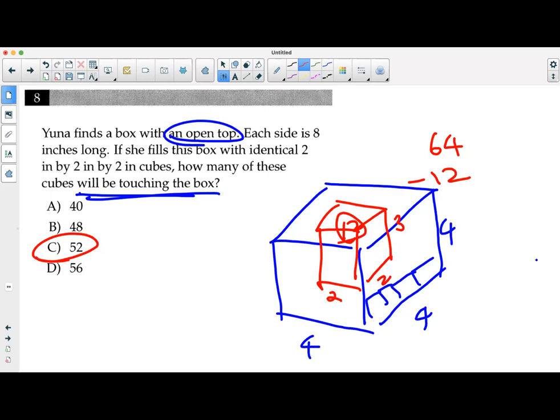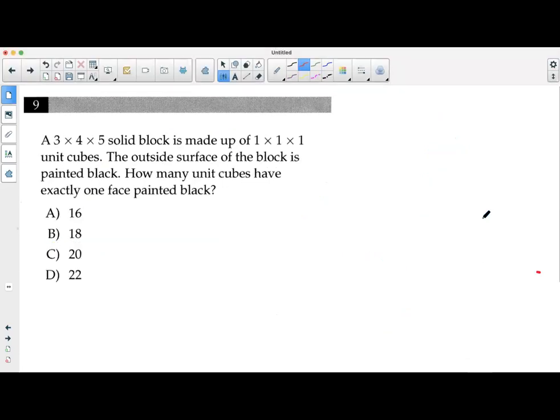All right. Now let's move on to number 9. A 3 by 4 by 5 solid block is made up of 1 by 1 by 1 cubes, and the outside surface of the block is painted black. How many cubes have exactly one face painted black?